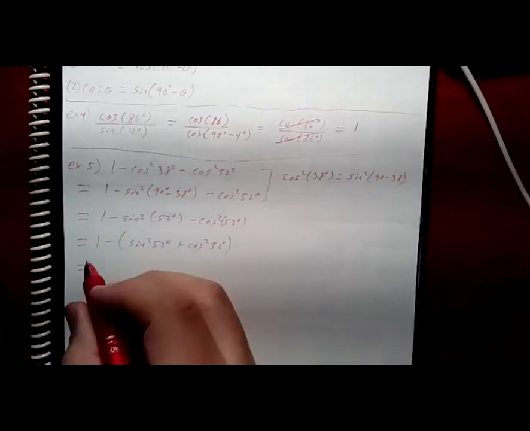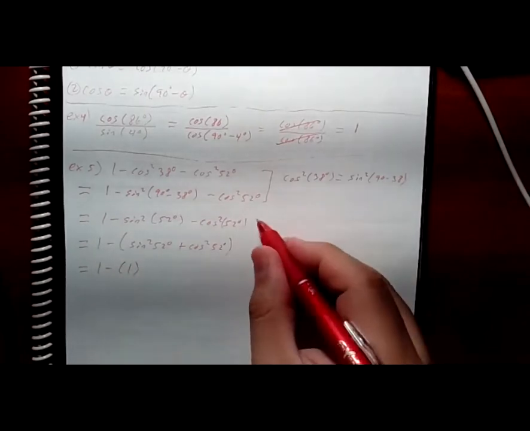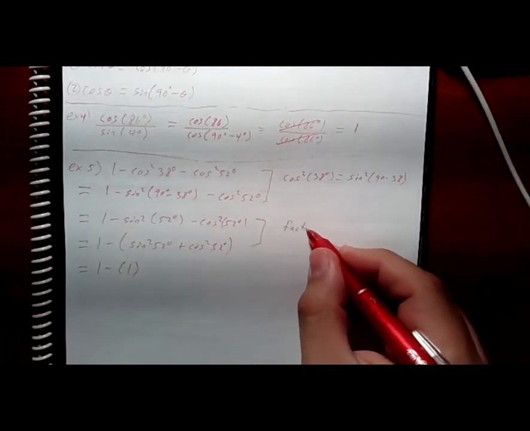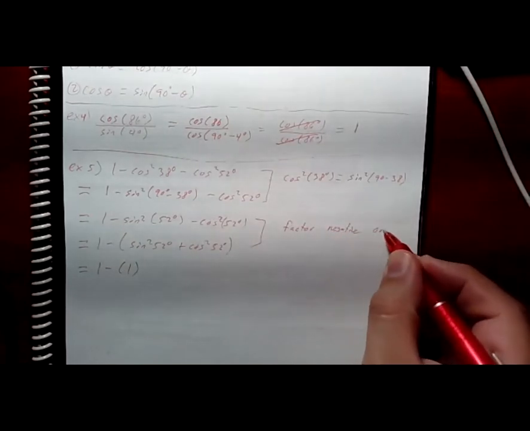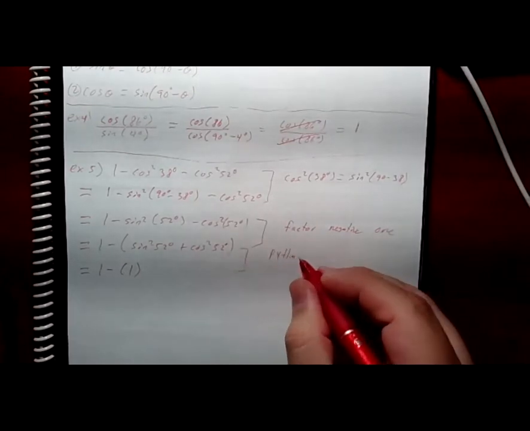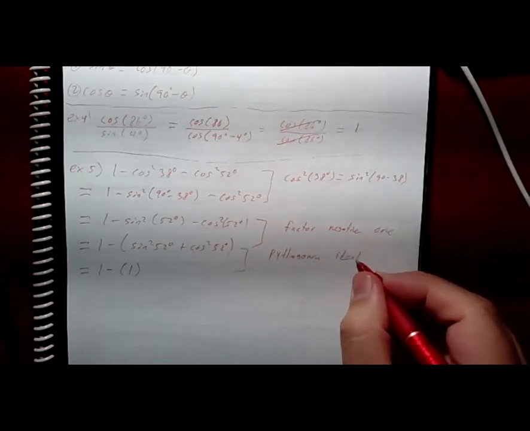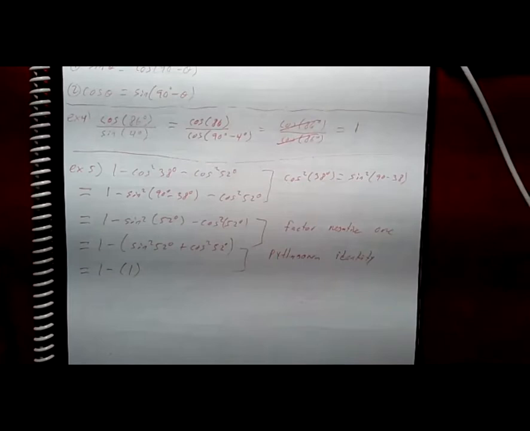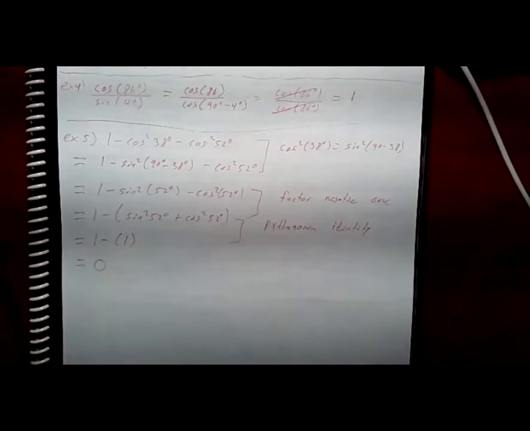So this is going to become 1. Here I just factored -1. Here we use the Pythagorean identity. So this is actually just 0 this entire time.